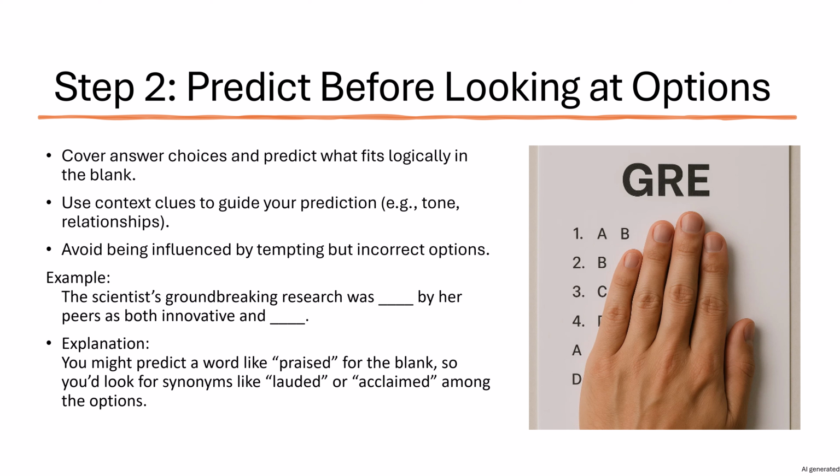As an example, the scientist's groundbreaking research was blank by her peers as both innovative and blank. You might predict a word like praised for the blank, so look for synonyms like lauded or acclaimed among the options.